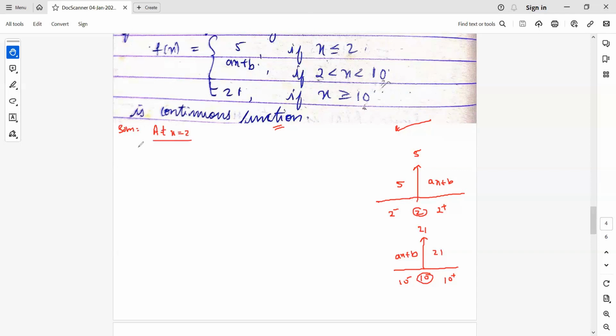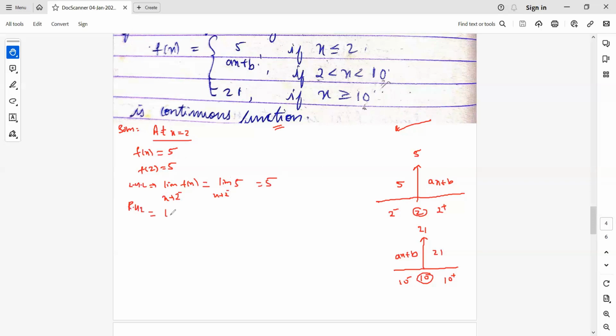At the point x is equal to 2, the value of the function f of 2 is equal to 5. Next we will be calculating the LHL. LHL is the limit of f of x as x tends to 2 minus. When it is less than 2, the value of the function is 5, so the final answer for the LHL is 5.